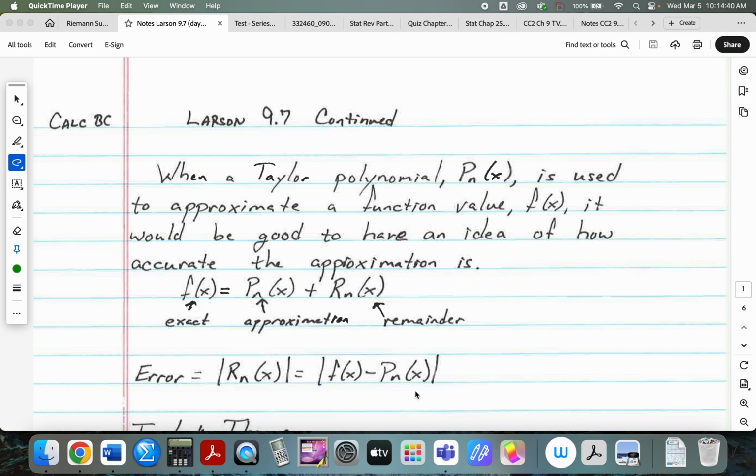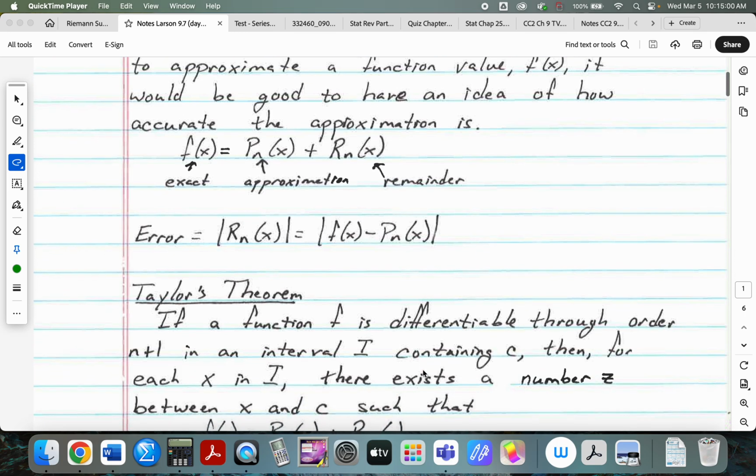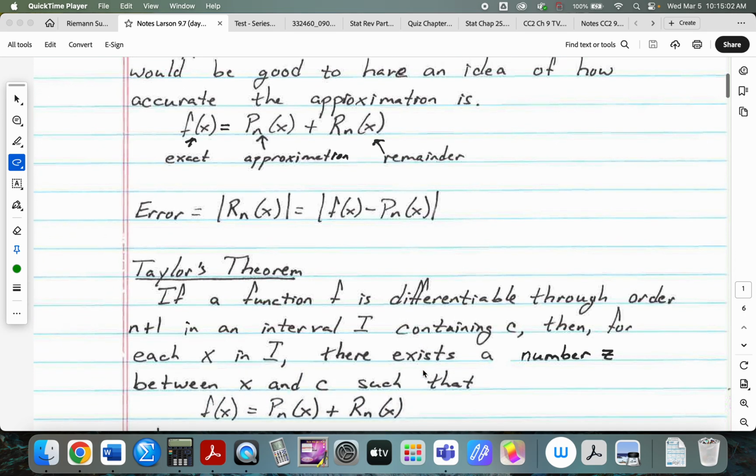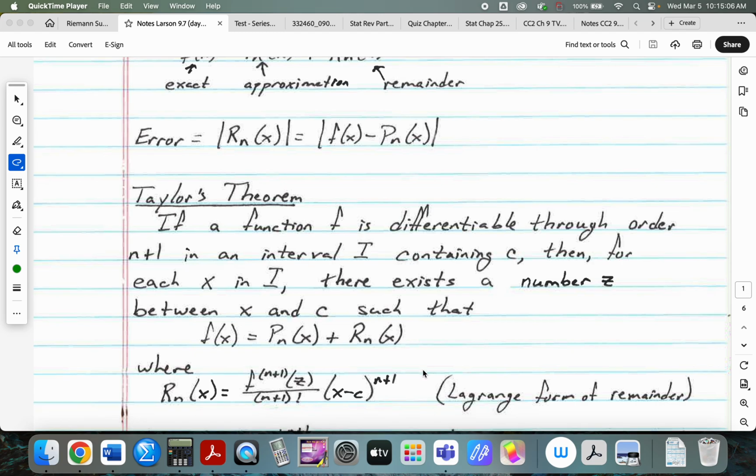You'll sometimes see this in questions, especially on the AP exam. They'll ask you to find an approximation for the absolute value of f, whatever the function is, minus whatever the polynomial is at a particular point. To do this, we use something called Taylor's formula or Taylor's theorem. It's sometimes called the Lagrange form of the remainder.